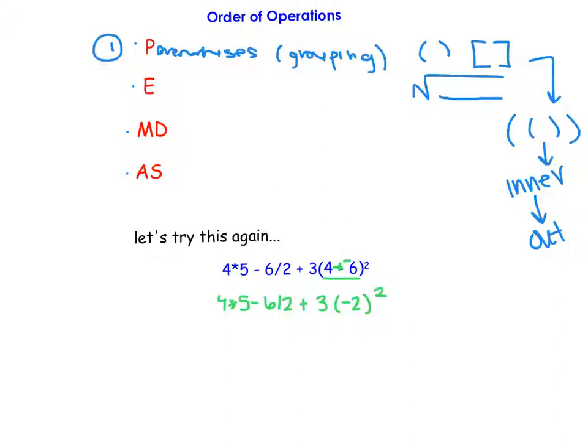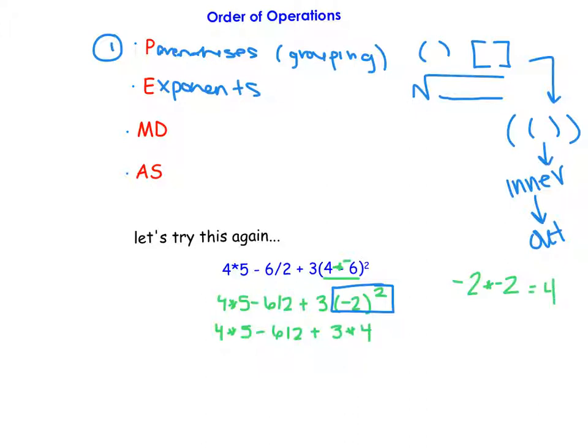Then, once we get rid of all of our parentheses, we move on to the E, which stands for exponents. So any exponents that we see come next. And in this particular problem, what I see is an exponent right here. I see negative 2 to the power of 2. So I can kind of work that off to the side, and I have negative 2 times negative 2, which I know is 4. So now I can rewrite this, minus 6 divided by 2, plus 3 times 4, because these evaluated to be 4.